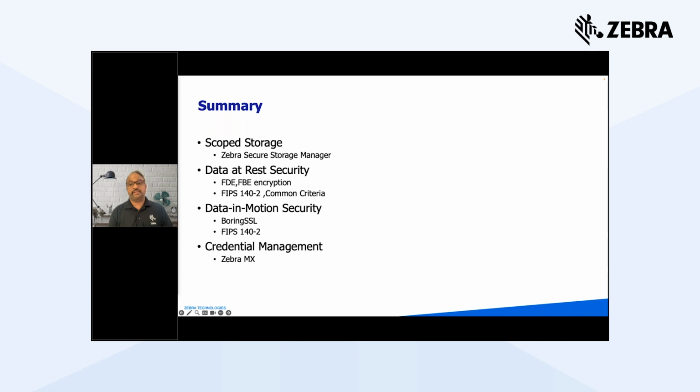Data in motion security refers to the security of data when it is being transmitted between devices or servers. This can be achieved through encryption, tunneling, and other security measures. BoringSSL is an open source implementation of the TLS and SSL protocols. It is used by most popular software projects, including Google Chrome and Android.